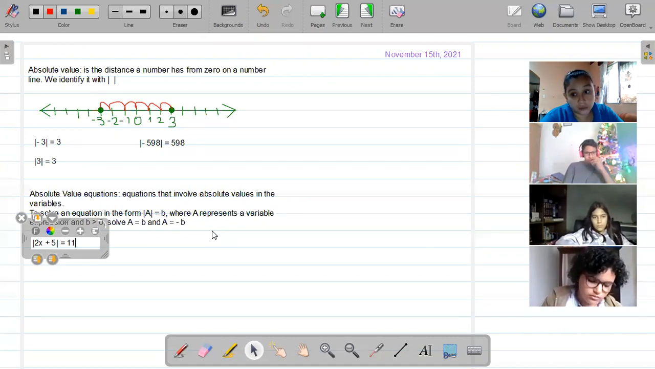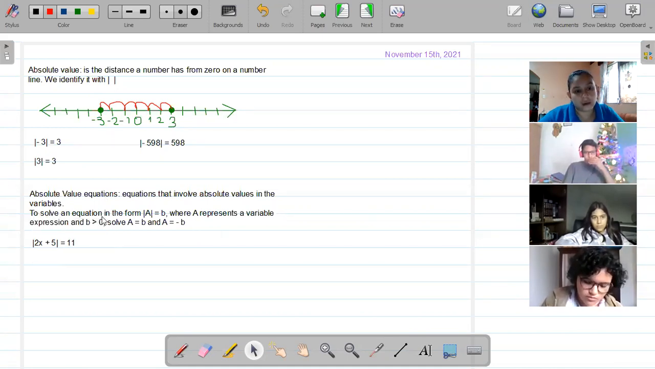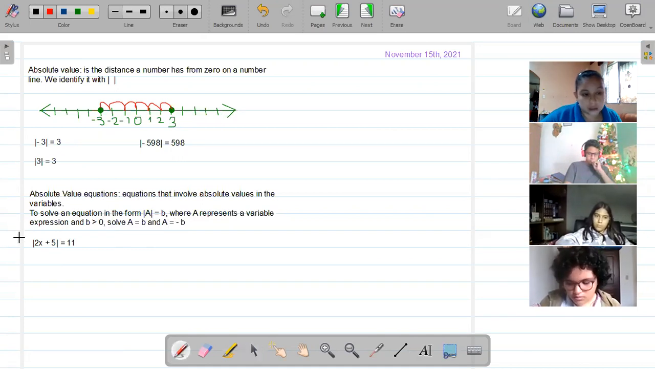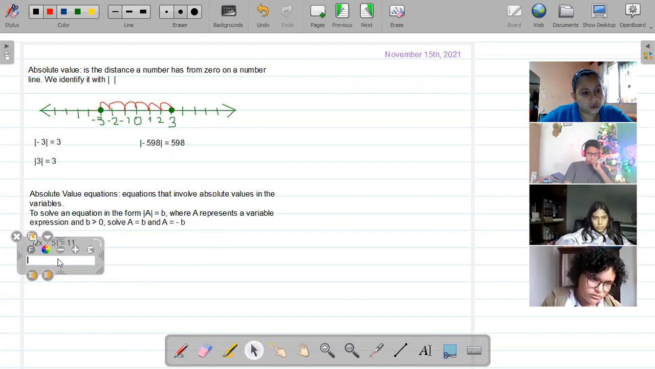So how are you going to solve this? You're going to do it twice, okay? Remember, it says to solve an equation in the form of absolute value of A equal to B, where A is either a variable or an expression, and B is greater than 0, then you solve A equals B and A equals negative B. So how do we solve that? I'm going to do it in 2 parts. The first one is going to be 2x plus 5 equals 11. That's the first one.